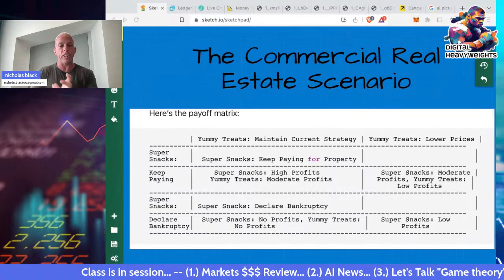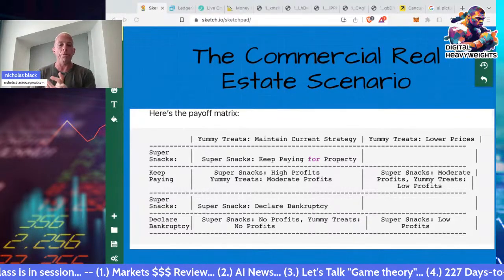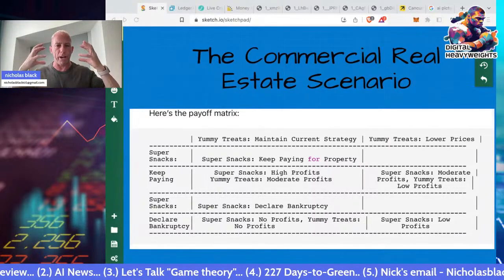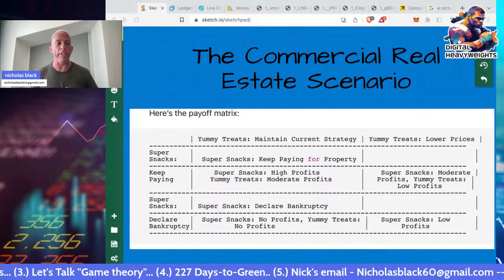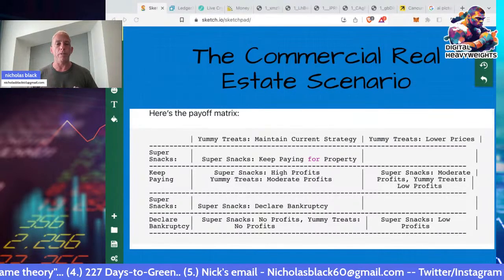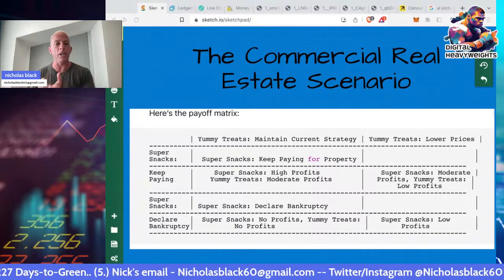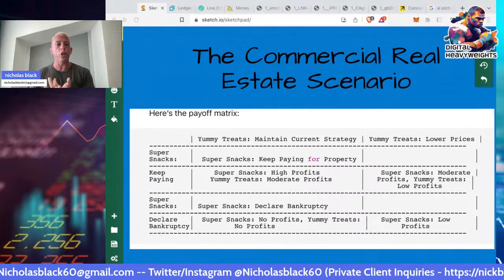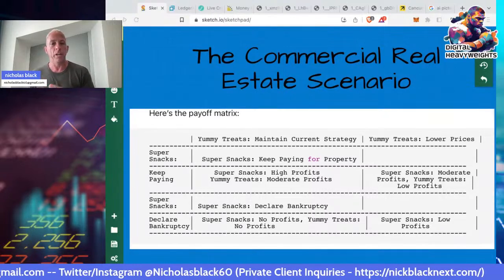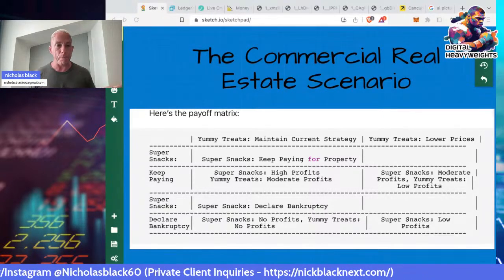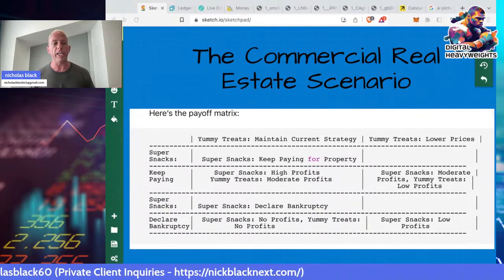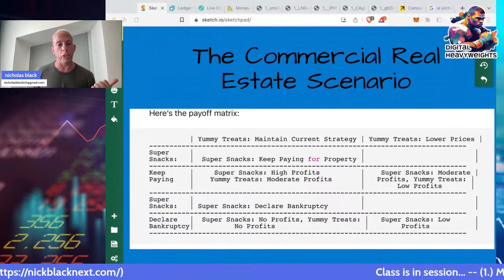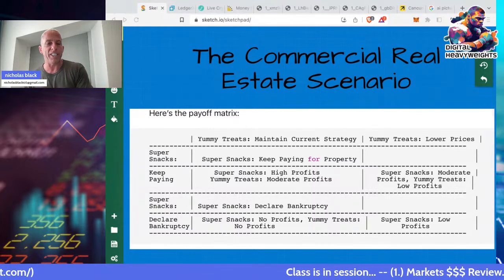In this matrix, this is called a payoff matrix. I didn't use plus or minus points on this one. I'm trying to keep this one a little bit simpler and just keep it more theoretical. But you could ascribe points to this. So we'll consider the payoffs or outcomes for Super Snacks and Yummy Treats based on their decisions. Let's assume there are two possible strategies for each company. Super Snacks can either keep paying for the property or they can declare bankruptcy, while Yummy Treats can either maintain their current strategy or lower their prices.